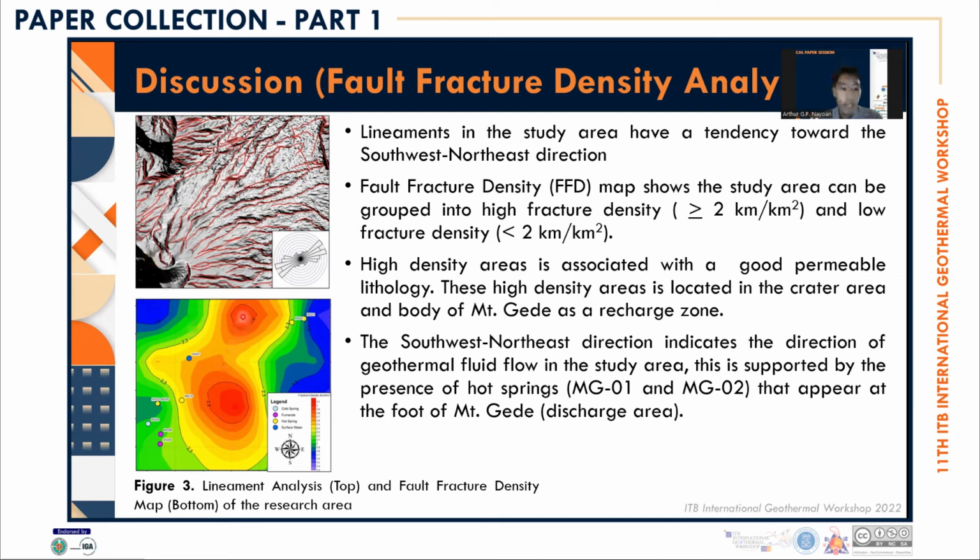As you can see, the high density area is in this area, which indicates the permeable zone, and these permeable zones become a pathway that makes the geothermal fluid in the central area of Mount Gede flow to the northeast of the area. This also indicates that the northeast area of the research area is the discharge zone, and this is evidenced by the appearance of the manifestations MG1 and MG2.